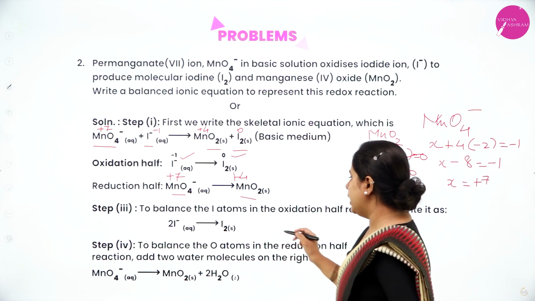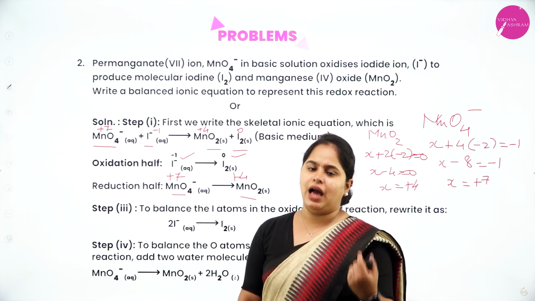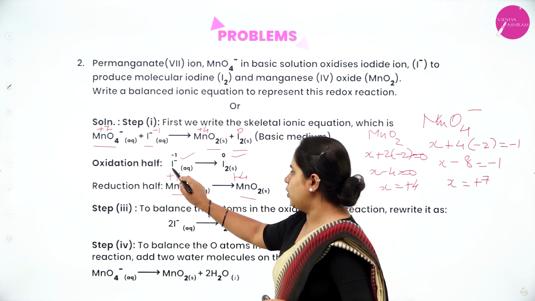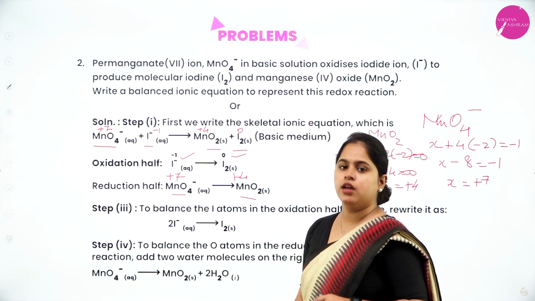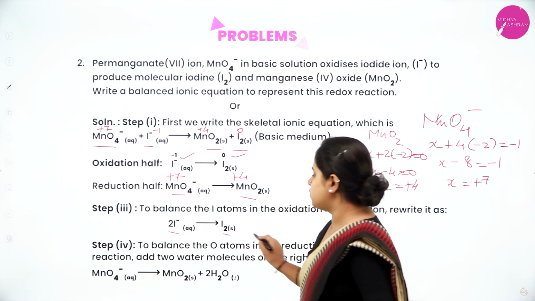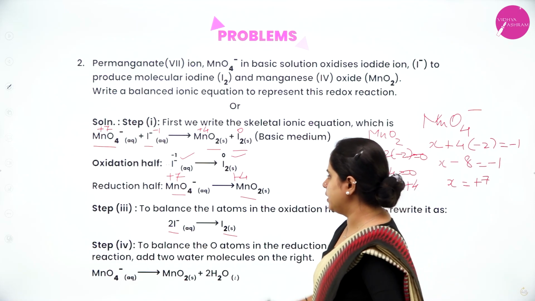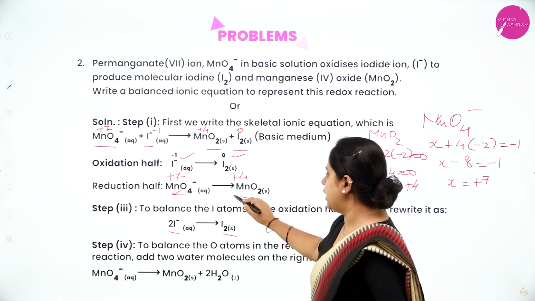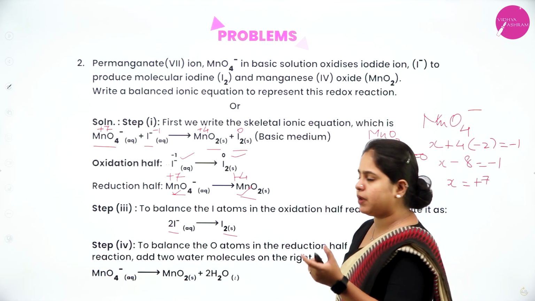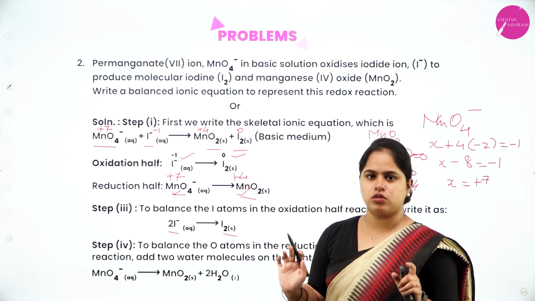Now to balance the iodine atoms in the oxidation half reaction, what do we have to do? The next step is to balance the atoms other than oxygen and hydrogen. So in this case you can see 1 atom of iodine and 2 atoms of iodine here. So what do we have to do? We have to multiply this by 2, right? So that means 2I minus will give I2. So we multiply by the 2. So I hope that is clear. So here you have only one atom of manganese and one atom of manganese. Okay. So there is no need to multiply with anything in the reduction half reaction. So the iodine is balanced here and the manganese is also balanced here.